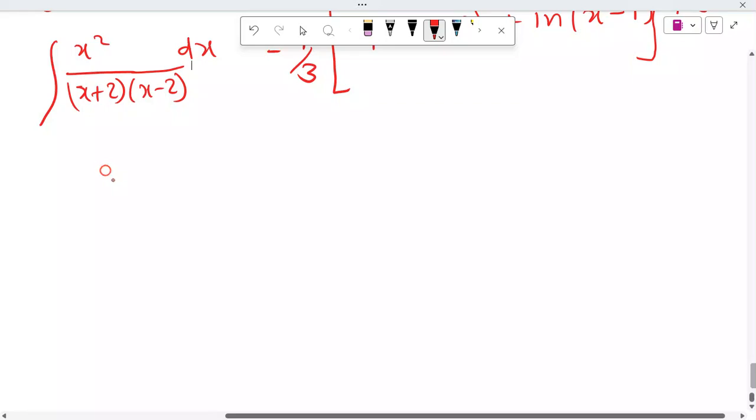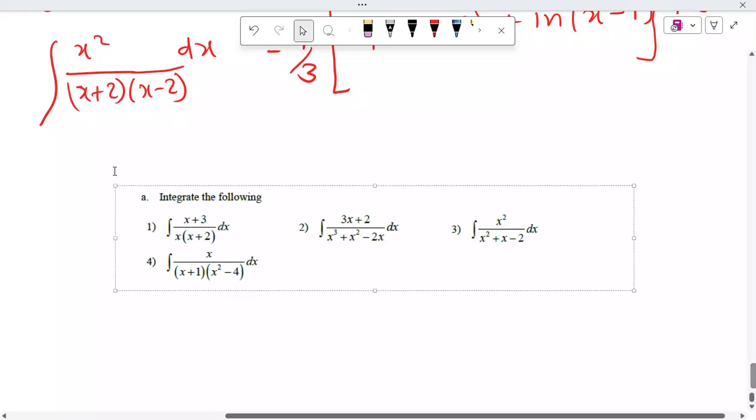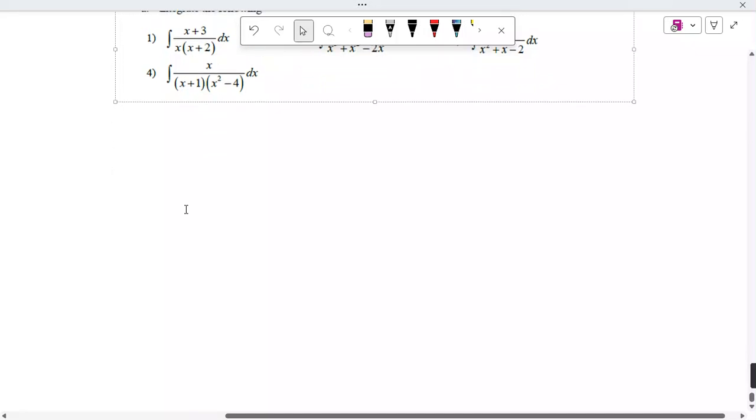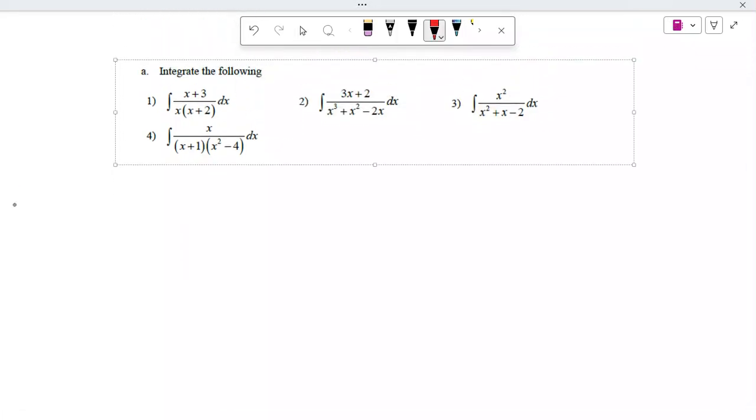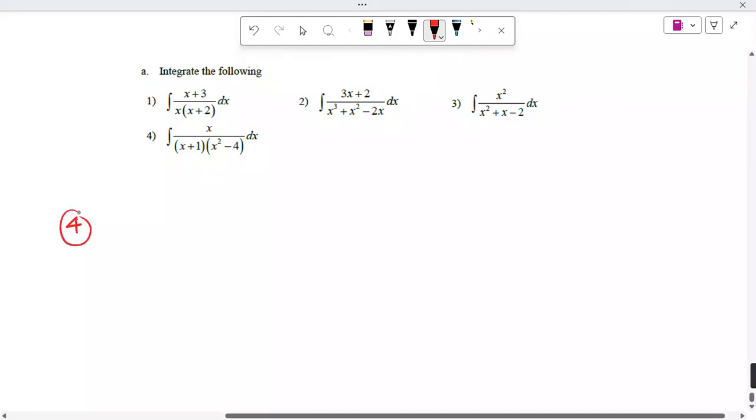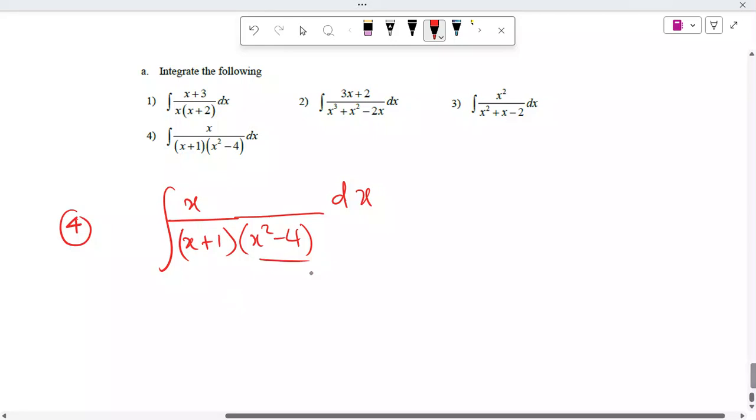Finish part 4. We still have time. Okay, so part 4, use the same formulas, same partial fractions. So part 4, integral x over x plus 1 dx. So we need to factorize this one to make this equation simple. We know this one is already linear, so let's try to factorize this one.